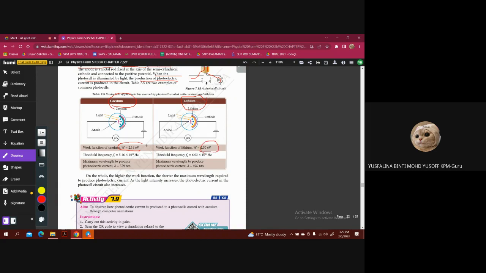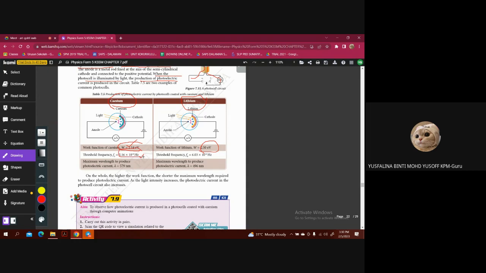So caesium has a low work function, meaning it needs less energy than lithium to release the electron for the photoelectric effect. It just needs 2.14 eV to make sure the photoelectric effect occurs, meaning the electron can come out. While for lithium, it needs 2.5 eV, then the electron will come out and the photoelectric effect will occur. Then the threshold frequency.